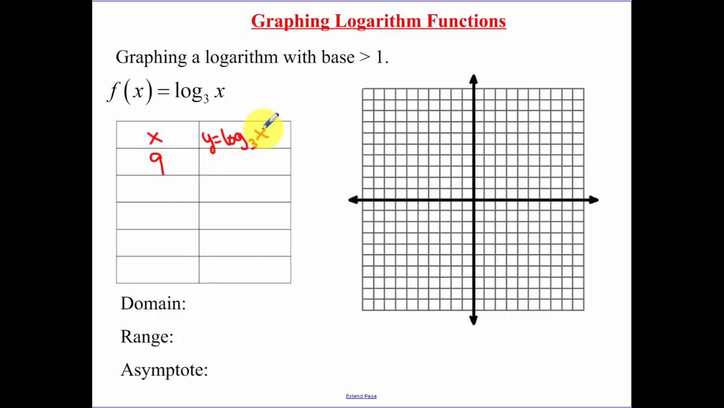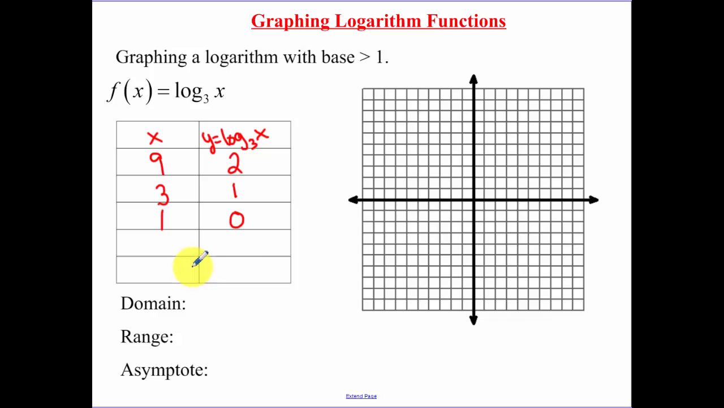When you plug in 9 for x, 3 to what power gets me 9? That's going to be the second power. You could pick 3. 3 to what power gets me back 3? That's the first. Plug in 1. 3 to what power gets me back 1? Well, that's going to be 0.